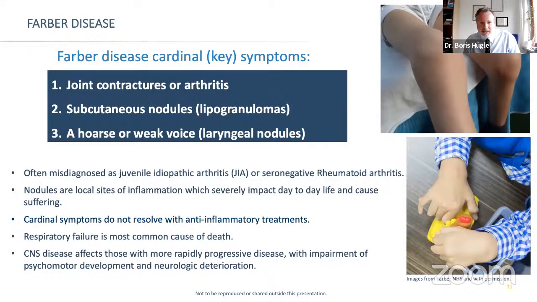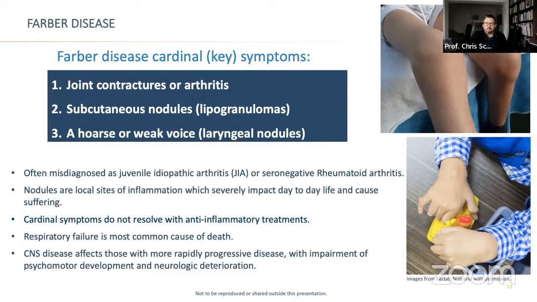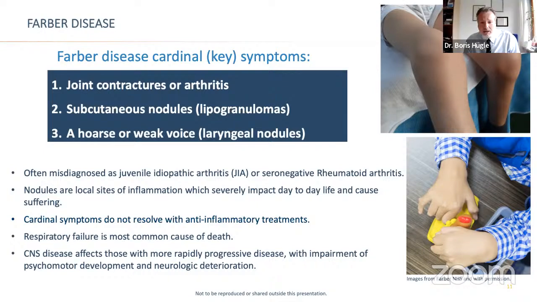So for Farber's disease, the older literature usually mentions the typical triad. So we do have joint symptoms, either joint contractures or arthritis or both. We also have subcutaneous nodules, the lipogranulomas, and very typical but often overlooked is the hoarse or weak voice because of the ceramide accumulation on the vocal cords. And that is indeed typically misdiagnosed as juvenile idiopathic arthritis.